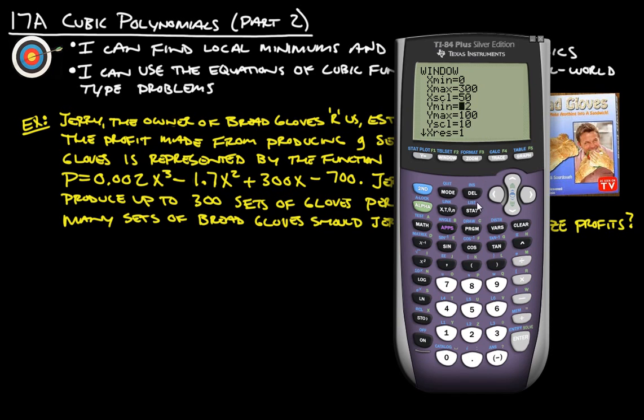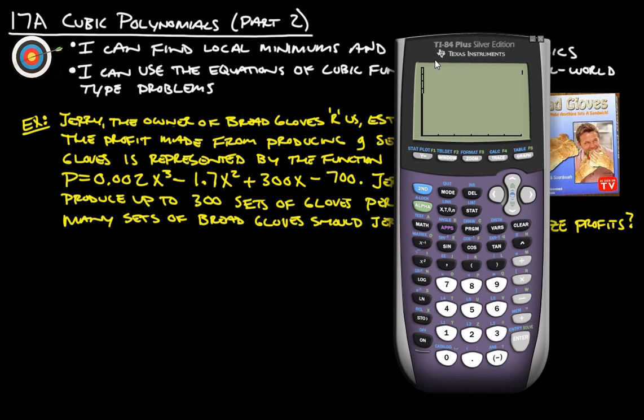And then the Y minimum, again, you can't have a negative amount on the Y. Let's change that into 0. And then the maximum, I mean, this is going to be his profit, right? So he could make a lot of profit here. So I don't know, let's do 1,000. Again, this is just a guess. We just have to try to figure it out. We'll go up by 100, and then let's graph it and see what we get.